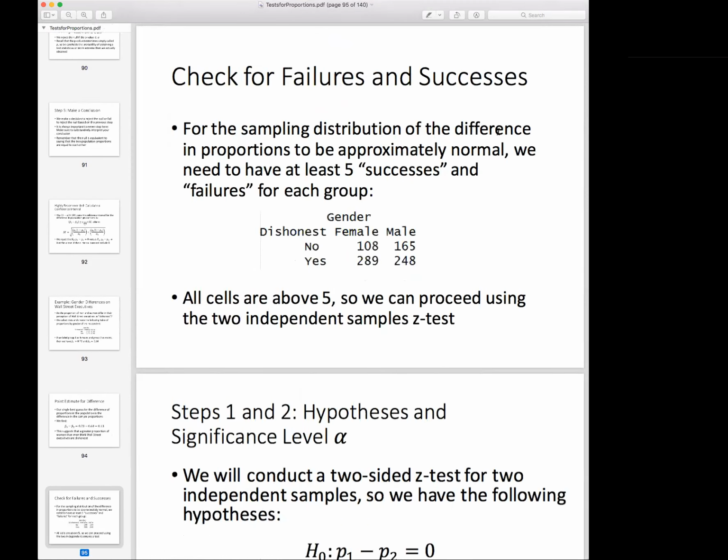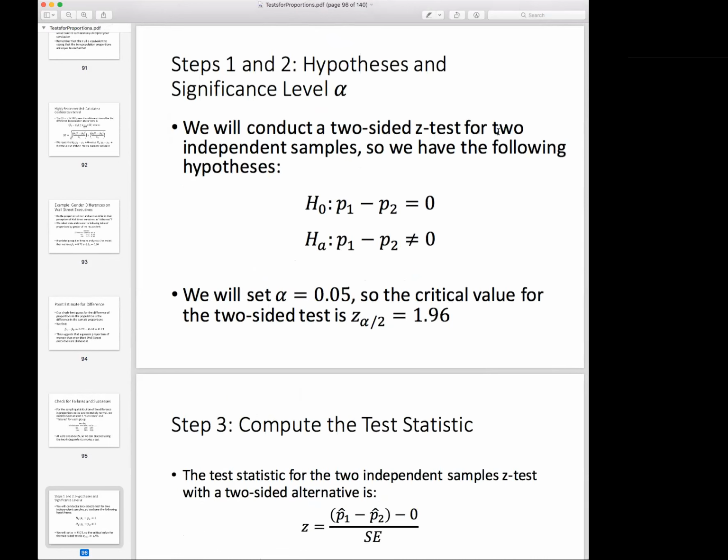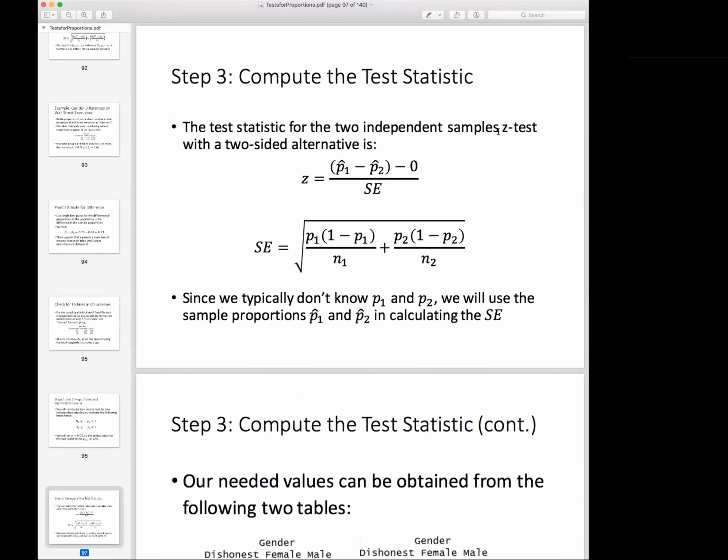So we'll check our success-failure condition to make sure that we have at least 5 successes and 5 failures, which we do. And then we will conduct our z-test. So we will state our hypotheses: the null will be that there is no difference, P1 minus P2 is equal to 0. And the alternate will be that there is a non-zero difference here. So we'll compute a test statistic.